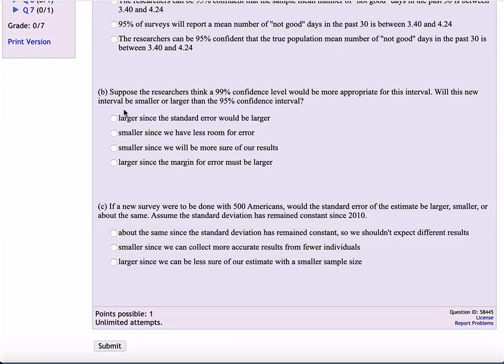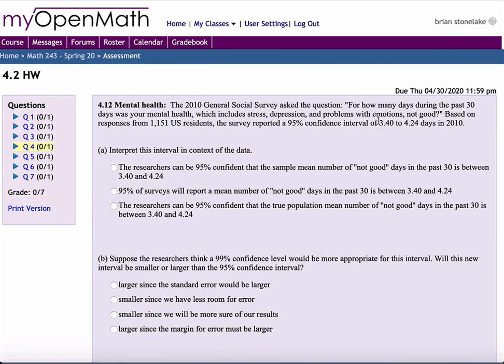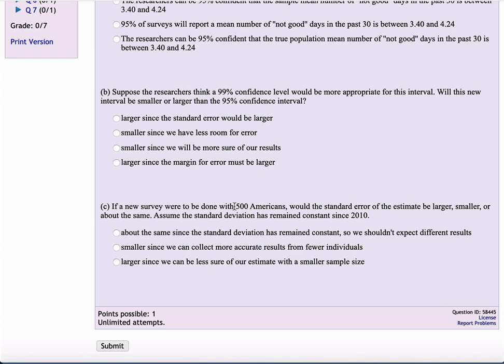And then finally, C is a lot like B, except in C, instead of changing the level of confidence from 95 to 99, we changed the sample size. So originally the sample size was 1,100 people. So we had a large sample. And then we reduced the sample size, or at least in my version of these, they might change for you. In my version, we reduce the sample size, n gets smaller.